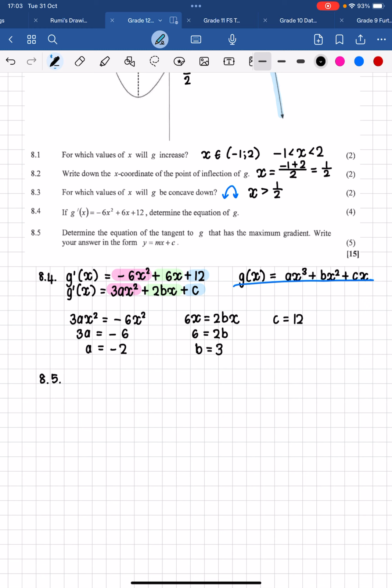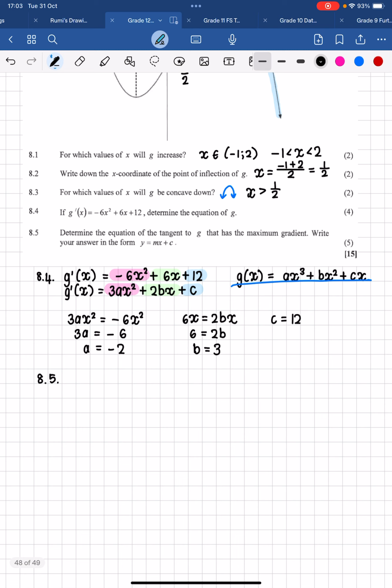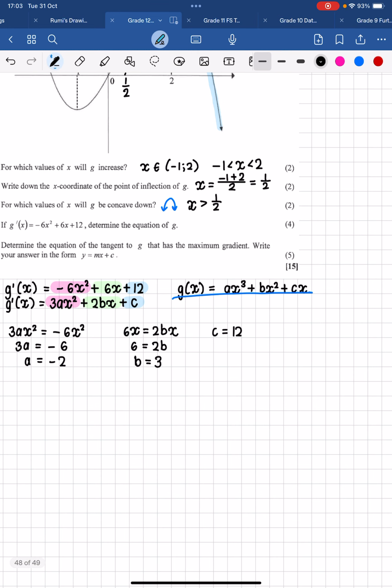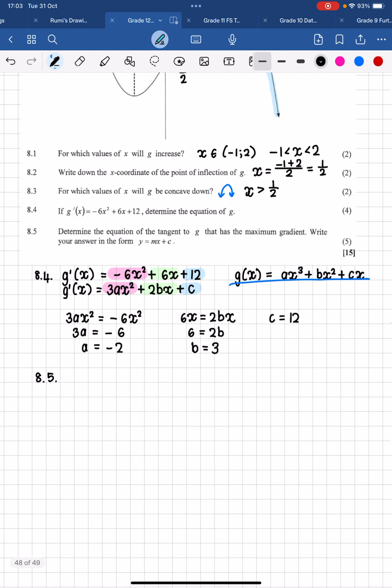Okay, 8.5. Determine the equation of the tangent to g that has the maximum gradient. Write your answer in the form y equals mx plus c. Someone's asking here, is c not 12x? Remember here it was cx, right? So 12x, so c is 12. So that whole term is 12x, but the actual c value, the coefficient of x, is 12.